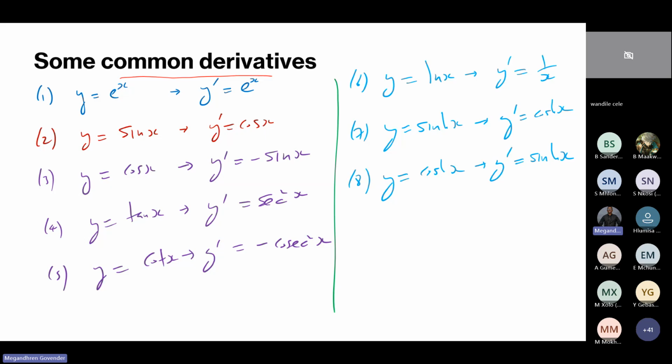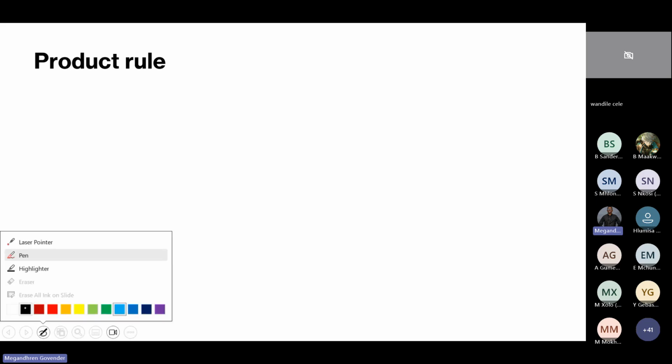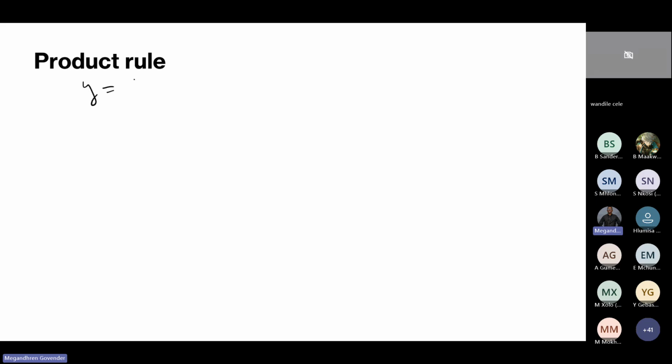So for example, if I told you about the product rule, and we did tell you about the product rule, if I have a function y defined by the product of two functions, f of x times g of x, we all know that y prime: you differentiate the first one, keep the second one constant, and then you add, and then you keep the first one constant, you differentiate the second one. It's as easy as that, not difficult.